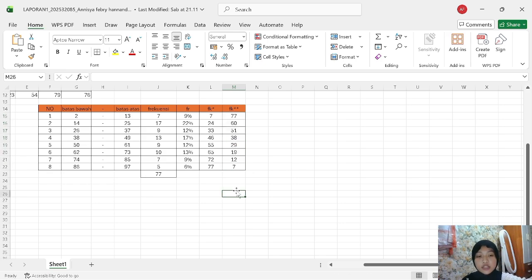Through these steps, the raw data can be transformed into a well-structured and easy to understand frequency distribution table.